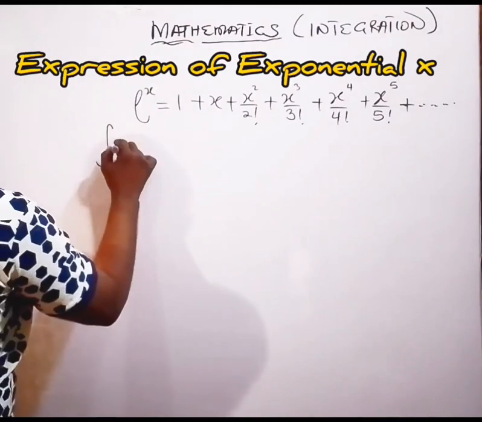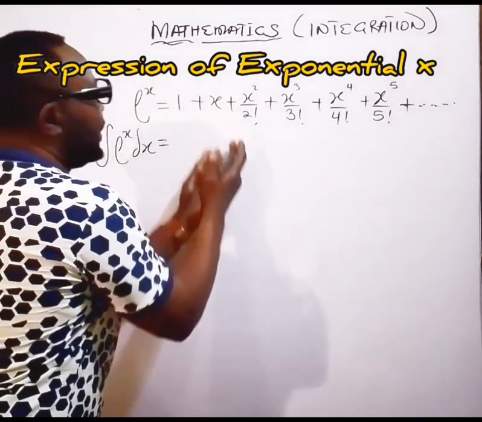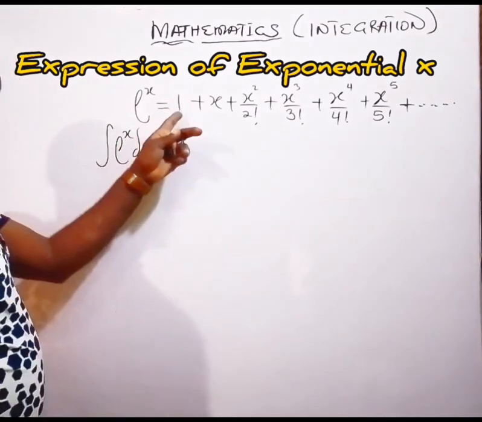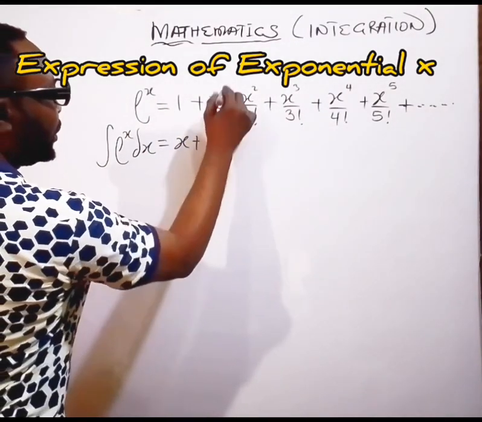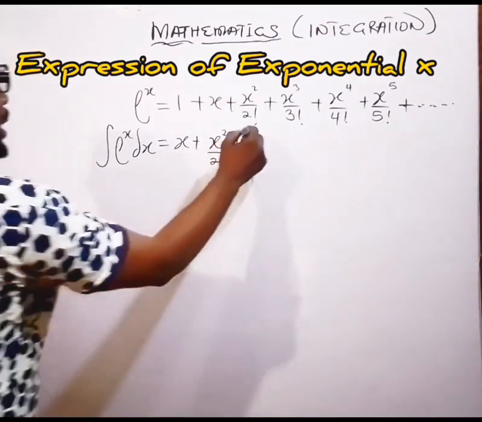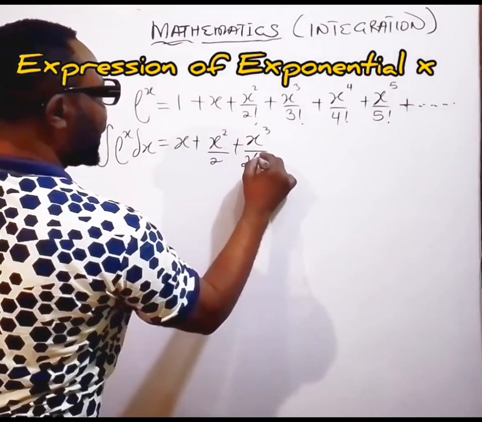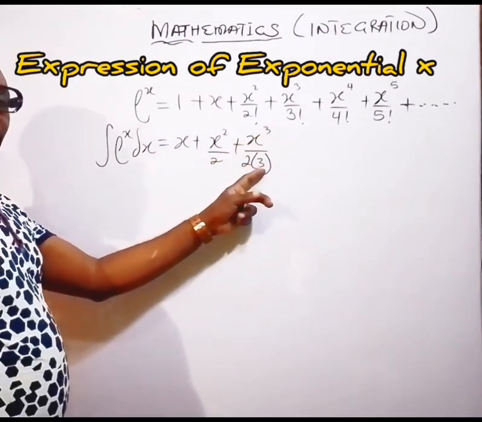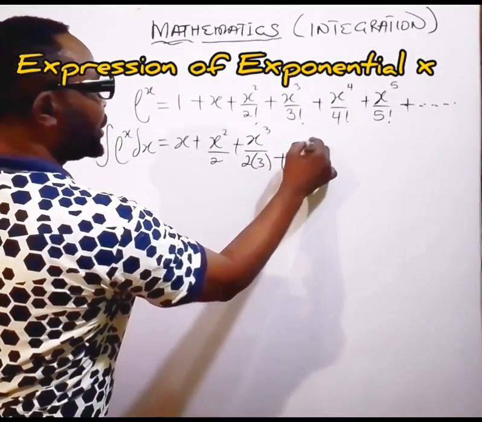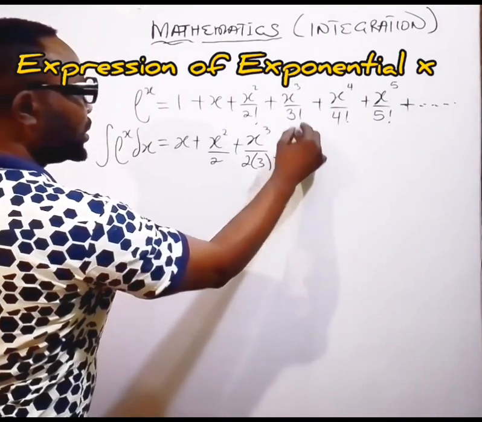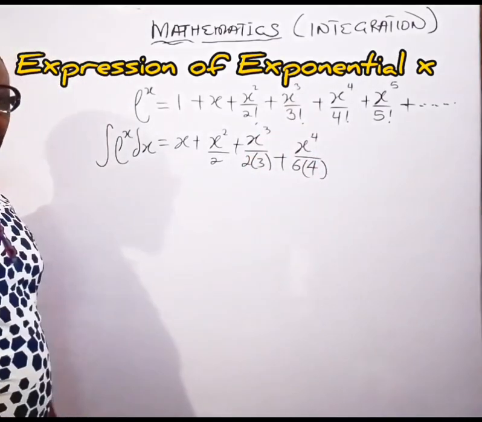Now, integration of exponential x dx will be equal to, look at it from each level. Let us follow each step accordingly. This will be equal to x, integration of 1, that's a constant, 1 times x is x, plus x raised to the power of 1 plus 1, 2, over 2, plus x raised to the power of 3 over 2 factorial, since 2 plus 1 is 3. Then 2 factorial is 2 times 1, that is 2, plus x raised to the power of 3 plus 1, 4, over 4 times 3 factorial. What is the value of 3 factorial? That is 6, that's 3 times 2 times 1.